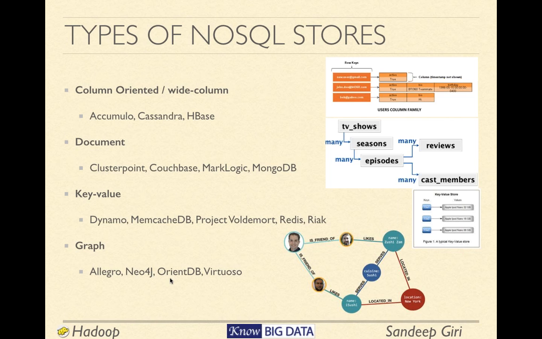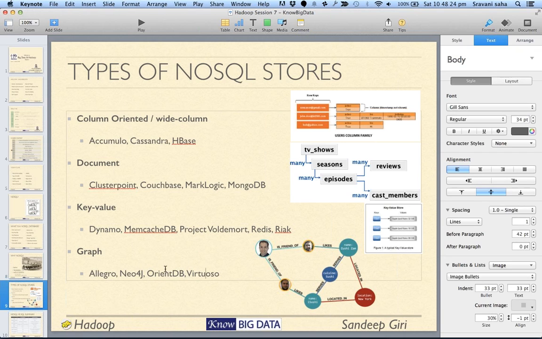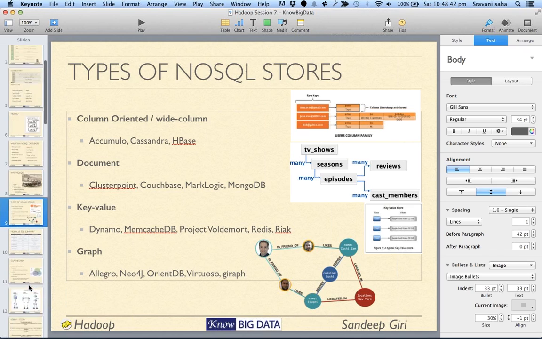So in this, the one which is not yet mentioned is, okay, there is a database called Giraph as well as Neo4j. These two are most popular as compared to the other ones. Alright.